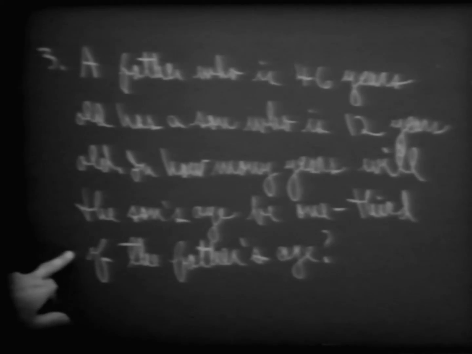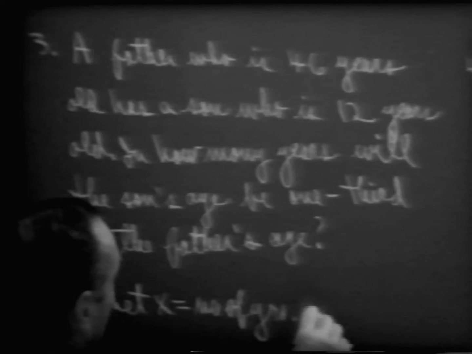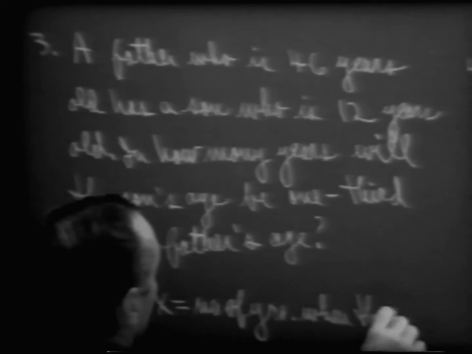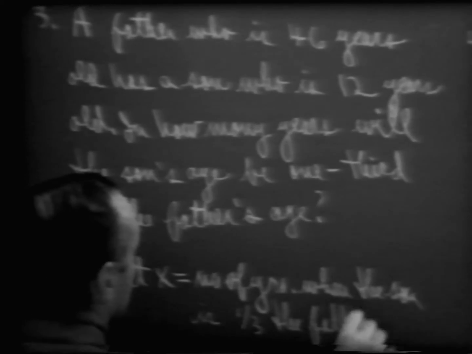A father who is 46 years old has a son who is 12 years old. In how many years will the son's age be 1/3 of the father's age? All right, so it asks, in how many years? And again, let me just ask you that question. In how many years will this happen? Will he be 1/3? Chip says, let's let X be that number of years. Let's let X be the number of years when the son is what? The son is 1/3 the father's age. Is that what the question asks for?